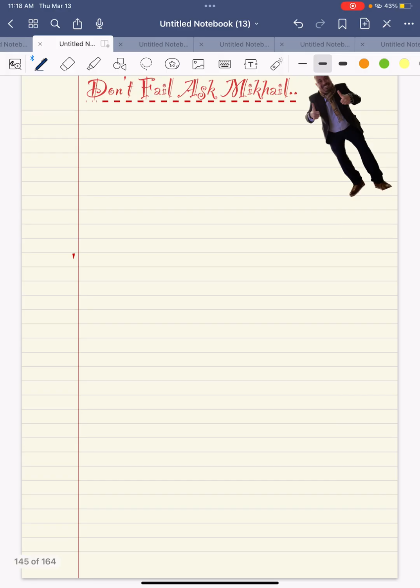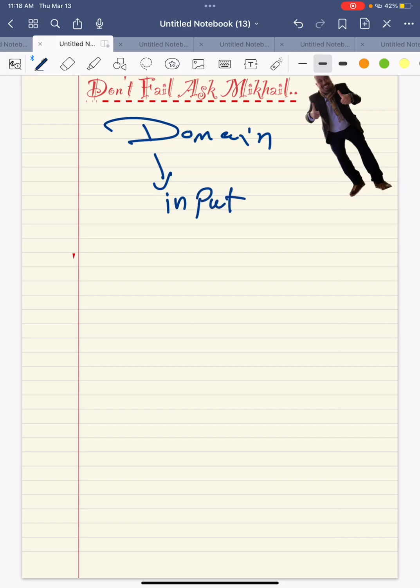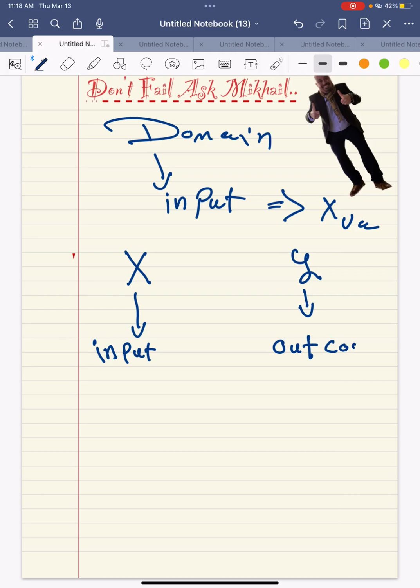When you talk about domain, you're talking about input. Very much you're talking about the x value. So you have two things: you have the x, you have the y. The x is very much the numbers input, what you can substitute for x. And y is the outcome. What do you get? So the input is called the domain, and the outcome is called the range. All right? So that is the domain and range.